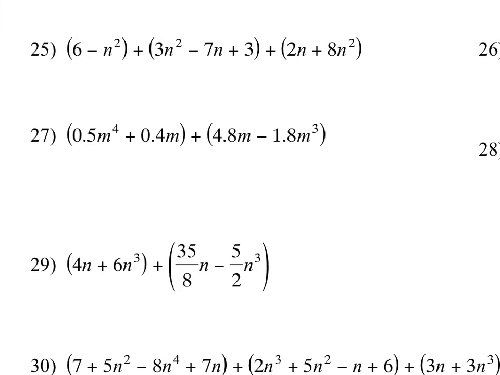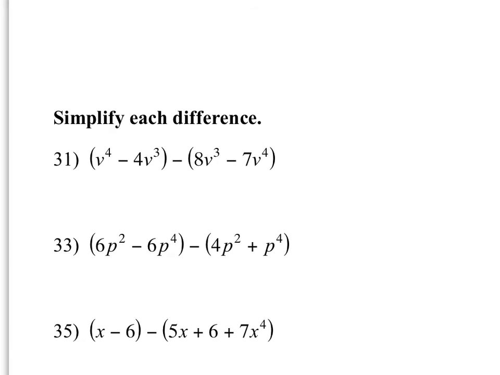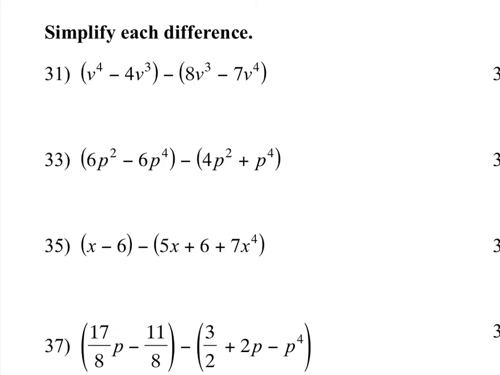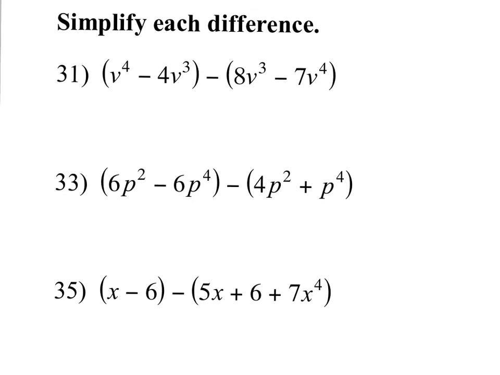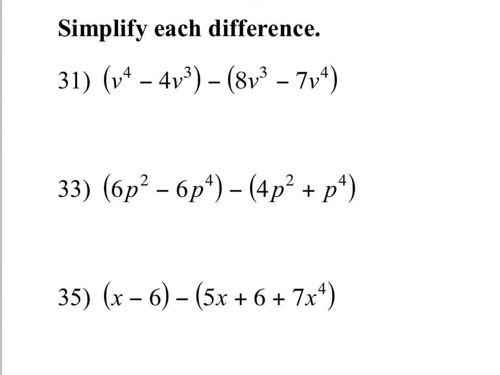However, when you deal with parentheses that are combined by a subtraction problem, now we have something more to consider. Our first set of parentheses is fine. v to the 4th minus 4v to the 3rd. But this is a negative 1.